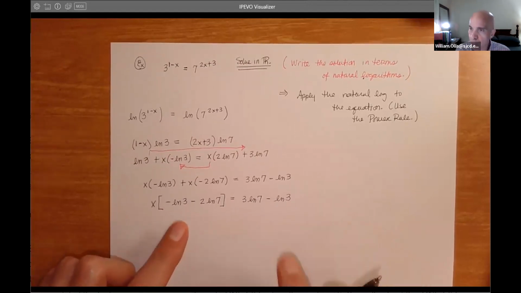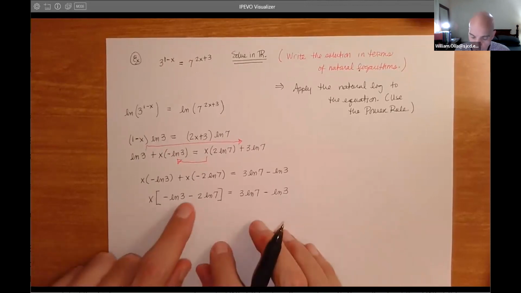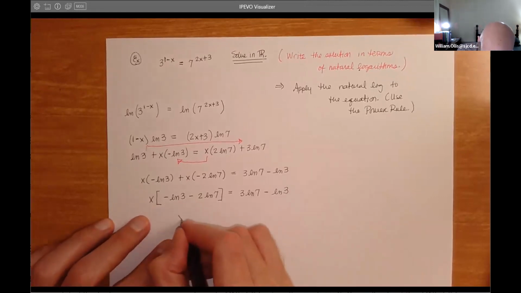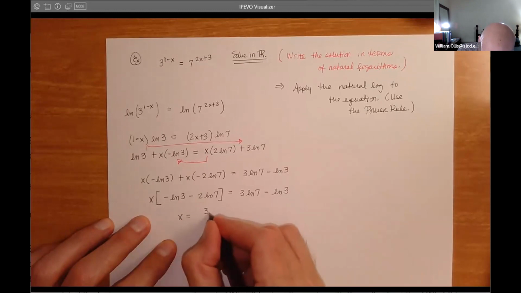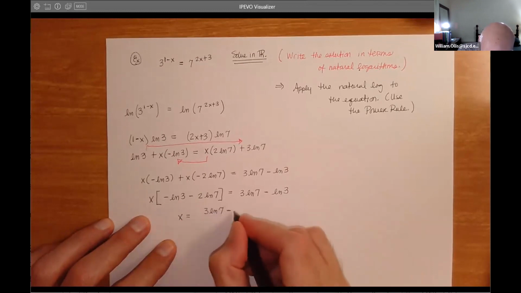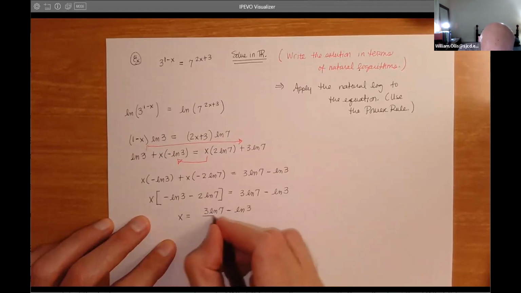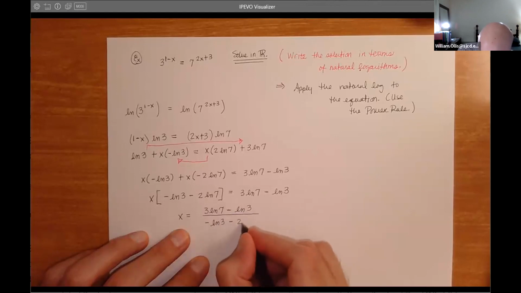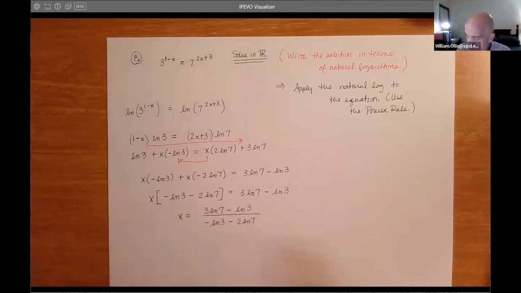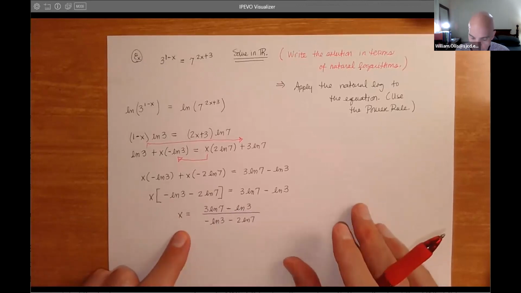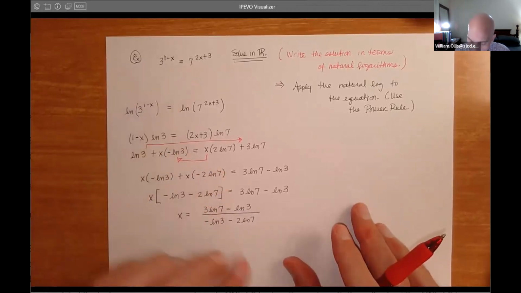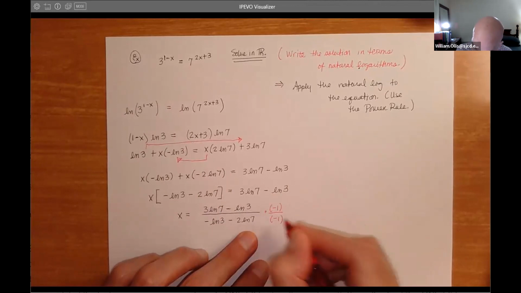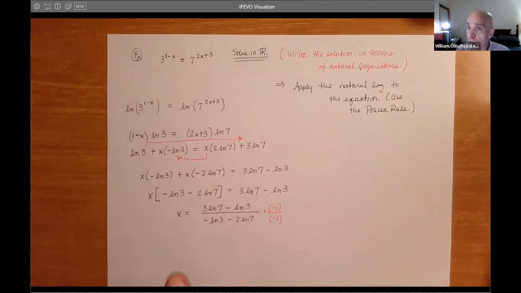So again, we've got a very simple algebraic construct going on. We have a coefficient times x equals a number. So we can divide by this number. So x equals 3 log 7 minus log 3, all natural logs, divided by negative log 3 minus 2 log 7. Now, of course, this is a legitimate value for x, and it's legitimate in the original equation. But if you don't like all these negatives hanging around, you can multiply and divide by -1, which will remove some of the negatives, but it's not required.